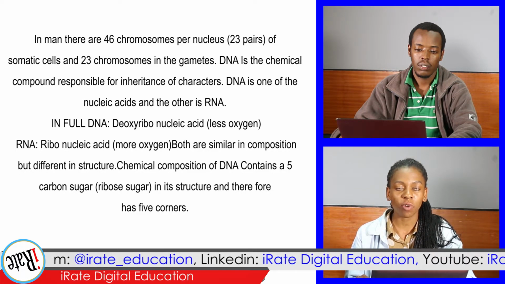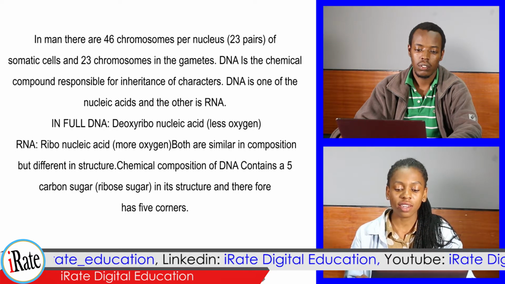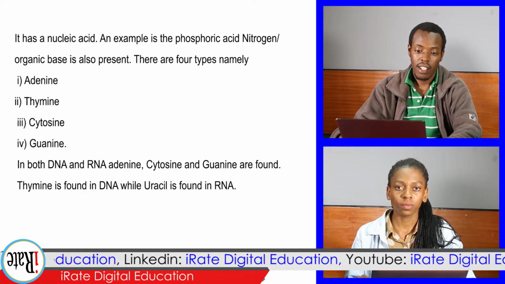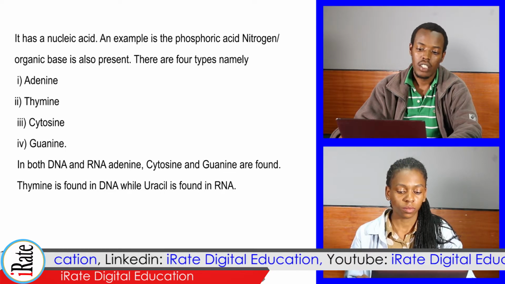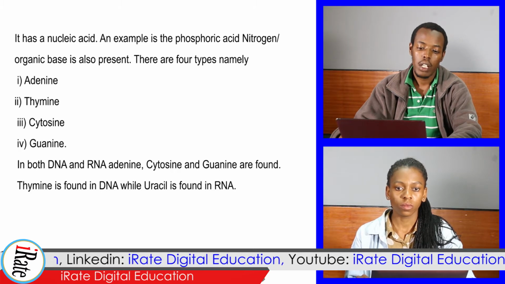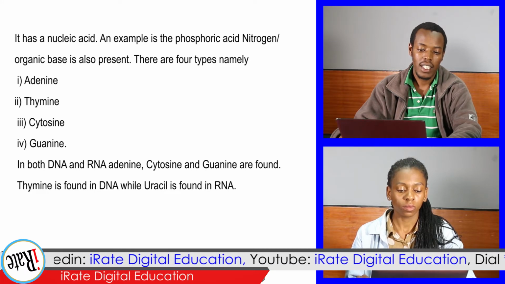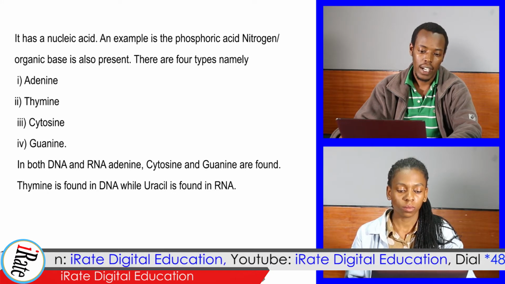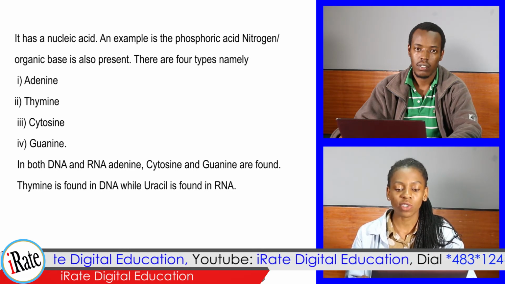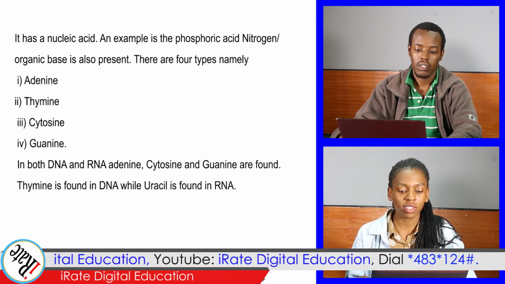The chemical composition of DNA contains a 5-carbon sugar, in brackets deoxyribose sugar, in its structure and therefore has 5 corners. It has a nucleic acid, for example phosphoric acid. A nitrogenous or organic base is also present. There are 4 types, namely 1. Adenine, 2. Thymine, 3. Cytosine, 4. Guanine. In both DNA and RNA, adenine, cytosine, and guanine are found. Thymine is found in DNA, while uracil is found in RNA.